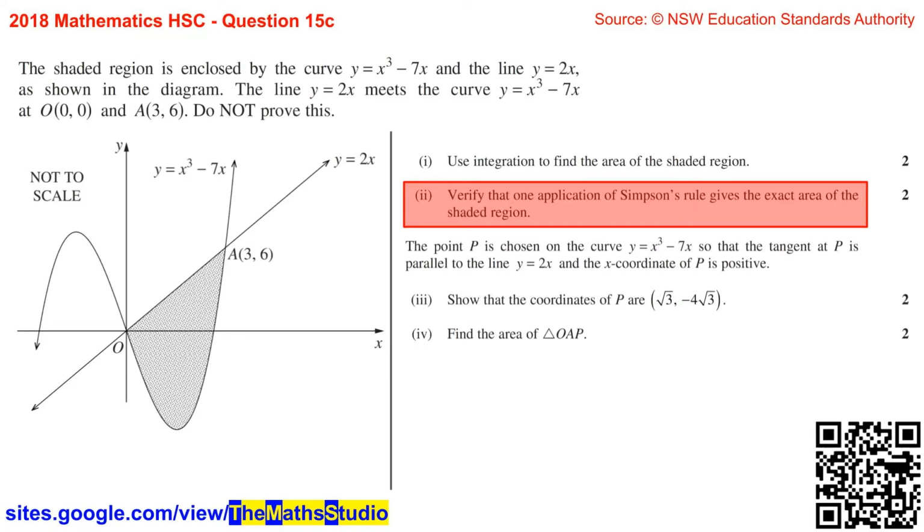Part 2 has been omitted since Simpson's rule is not covered in the current syllabus.